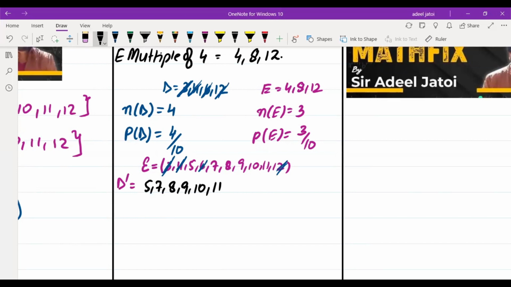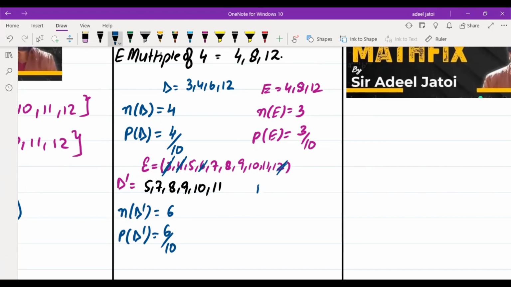D complement is all the other values from the universal set which are not part of the set D. D was 3, 4, 6, and 12, so we cancelled out 3, 4, 6, and 12 from the universal set to get D complement. Now, if I want ND complement, 1, 2, 3, 4, 5, 6, how many numbers do we have? 6. PD complement would be 6 upon 10, which you can simplify to 3 upon 5.